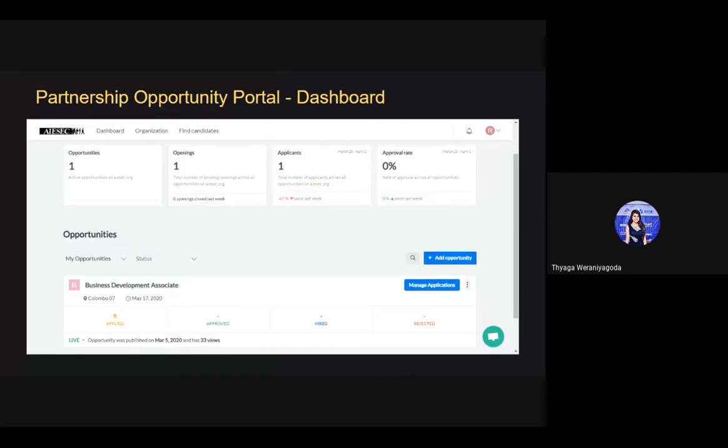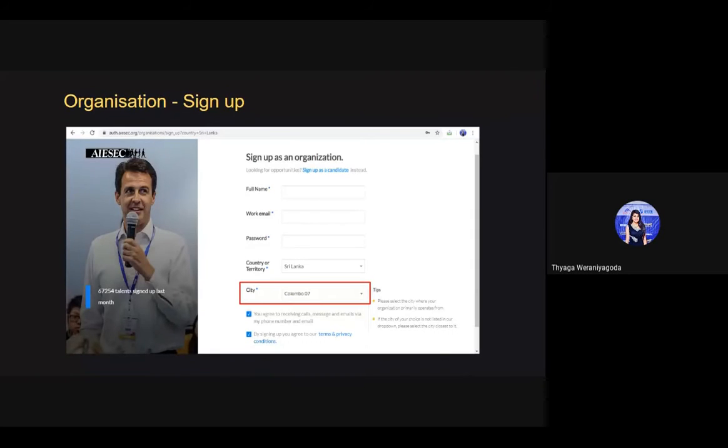Okay, we went through these two. So the next is the organization sign up. So before the company wants to create an opportunity, they have to sign up in this portal. So as we know, even when we go to Facebook or Instagram, we just sign up at the beginning, right? So likewise, they also have to sign up.